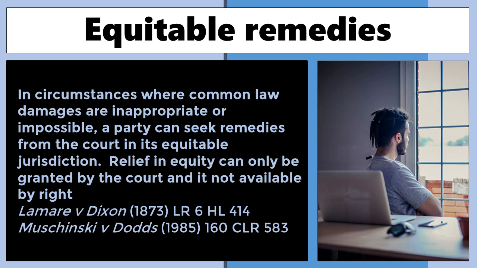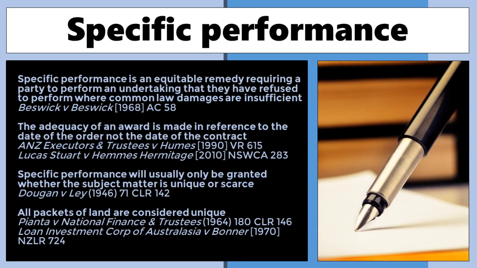Because they say there, it's only when common law damages are insufficient. If money's not enough, and the one time where this does always come up is with land. All parcels of land are considered to be unique. So specific performance is open for purchases of land where the other side doesn't want to go through with the contract, just wants to pay money. Well, sure you can get money, but you can also ask for them to convey that property to you as well. You're always allowed to, at least, ask for specific performance for those things.